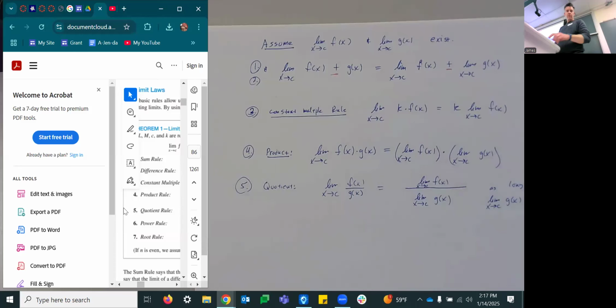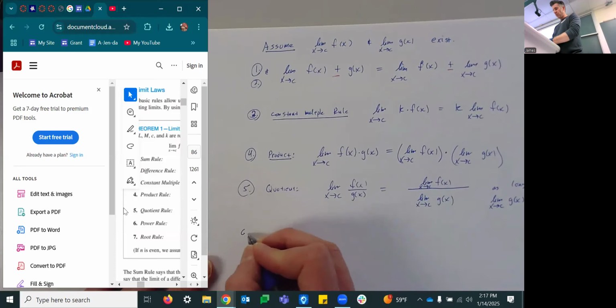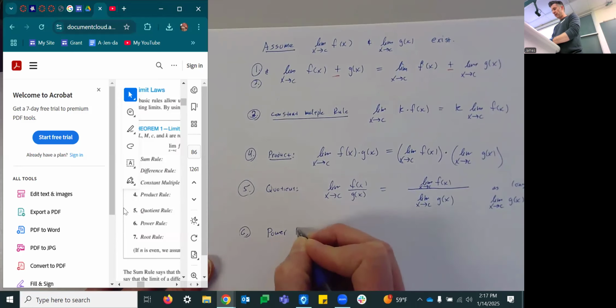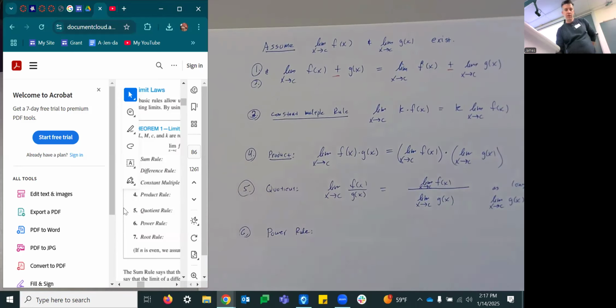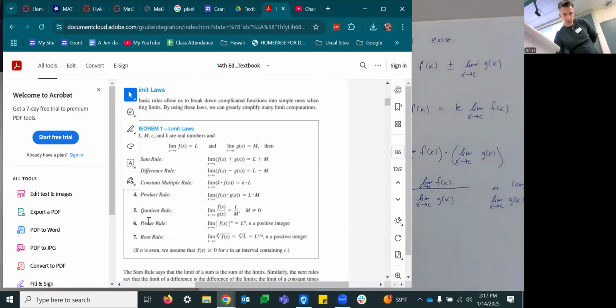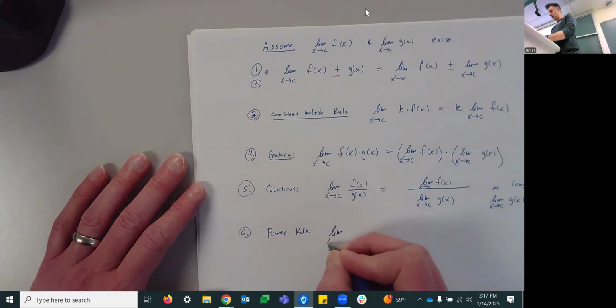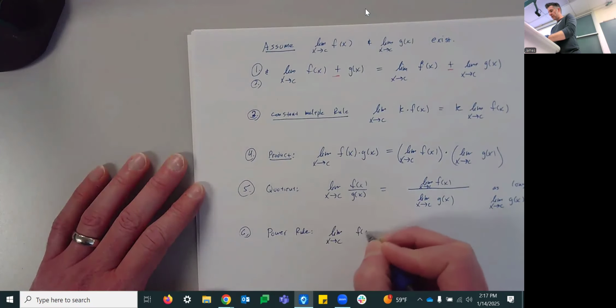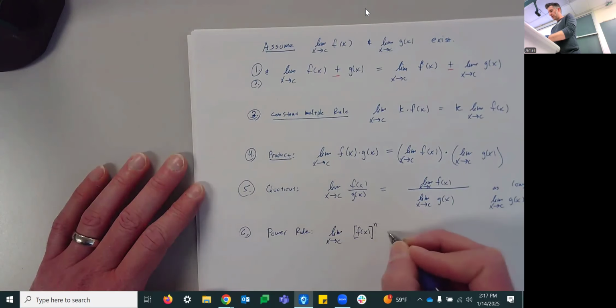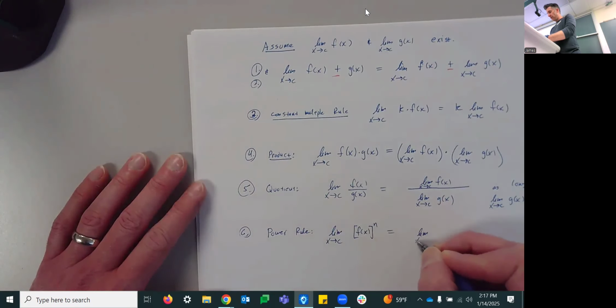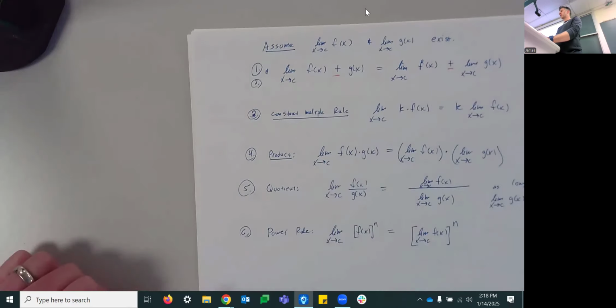Couple more rules here. They're pretty not terrible. We have the power rule, which actually I don't remember. I think I know what it says, but let's check. See, the power rule says, yes, if you have the limit of a function to a power, you get the limit to that power. Exactly what I thought. So power rule says you have the limit as x approaches c of f of x raised to some power. It's the same as if you did the limit of the inside part first and then raise that result to that power.